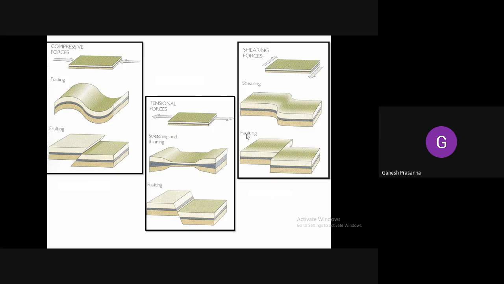Here you can see how compression, tension, and shearing forces act against one another. When the particles are subjected to compressive forces, the forces are applied from both sides. What happens is the folding of the rock strata takes place. Particles are subjected to compression from both sides, which results in folding of the particles. Even faulting of the particles may take place.